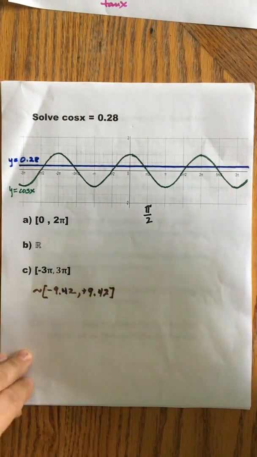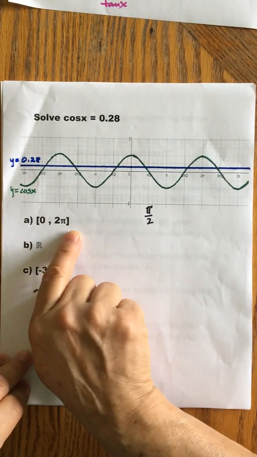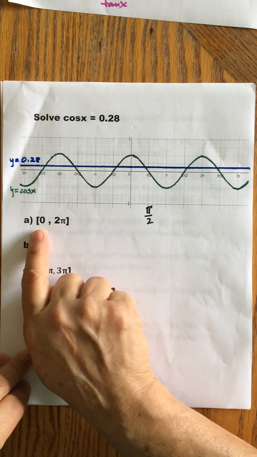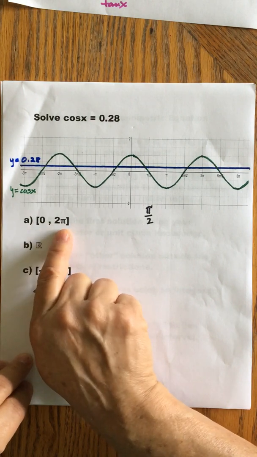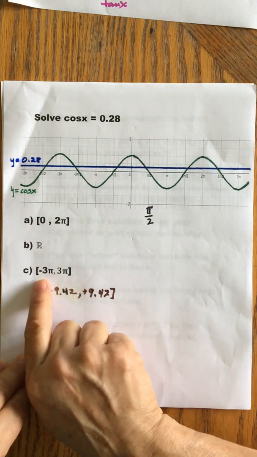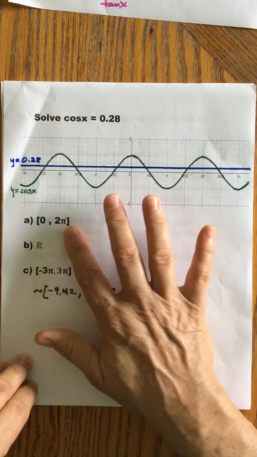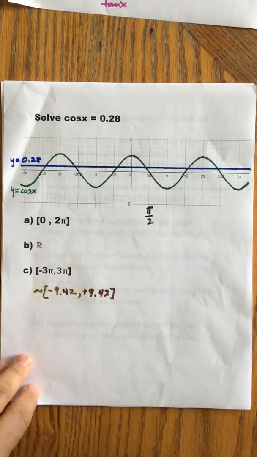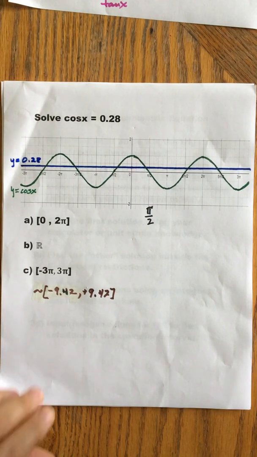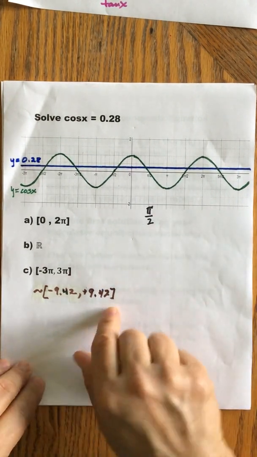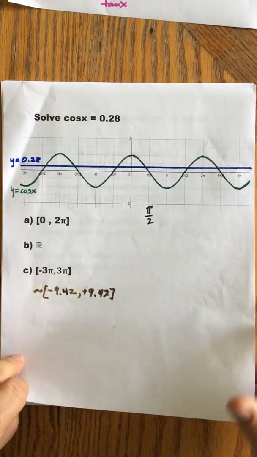Now, specifically, I'm going to look at these solution sets where you're solving for the angles between 0 and 2 pi, all real numbers, and then negative 3 pi to 3 pi. It could have been any of these intervals. These are very typical, and sometimes you're asked to find all the solutions within a specified interval, and I just picked this so that you could see what the strategy is, okay?